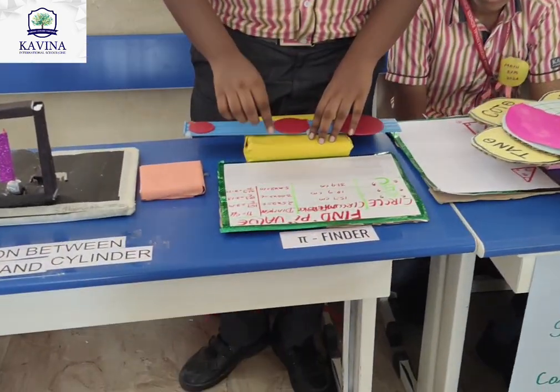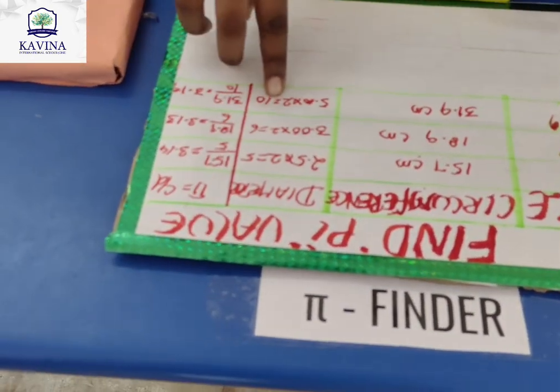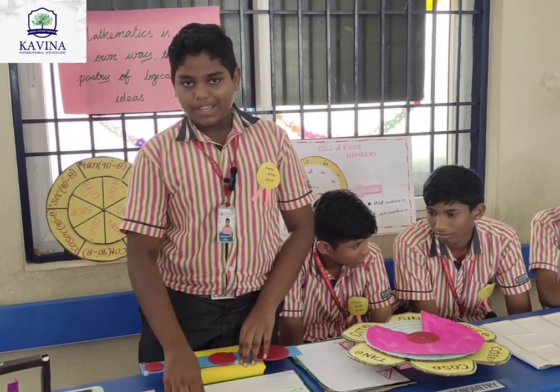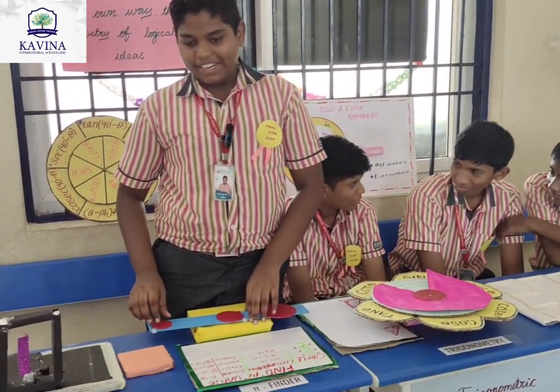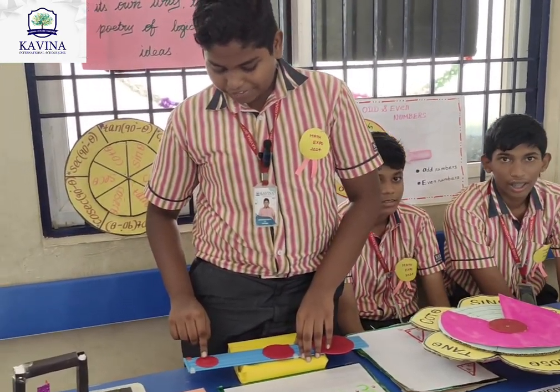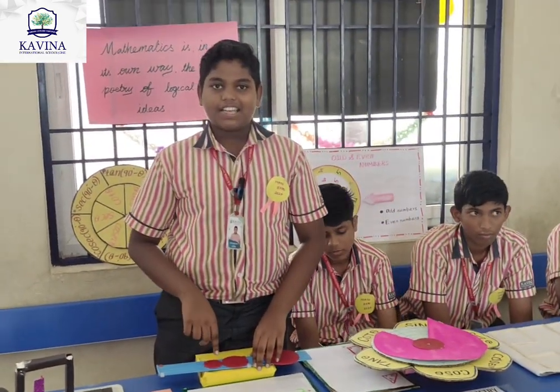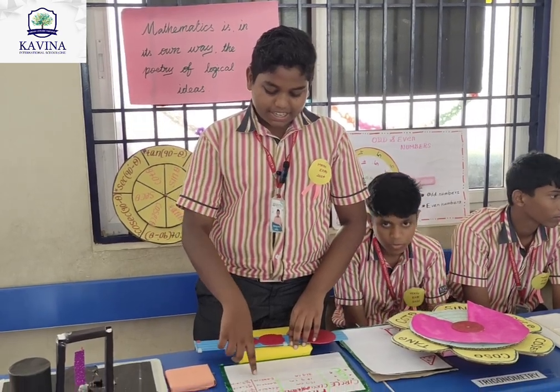From grade 9, now I am going to explain the pi finder. Here all of you know the value of pi. Now I am going to explain the value of pi. First, take the radius. Radius is 2.5. When we roll it, we get 15.7. 15.7 is the circumference.